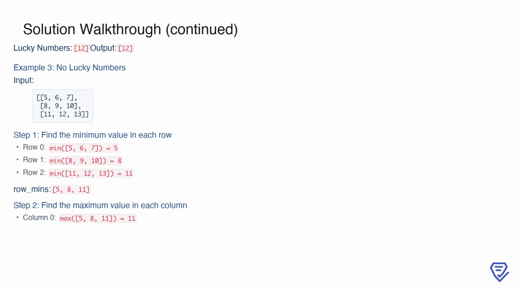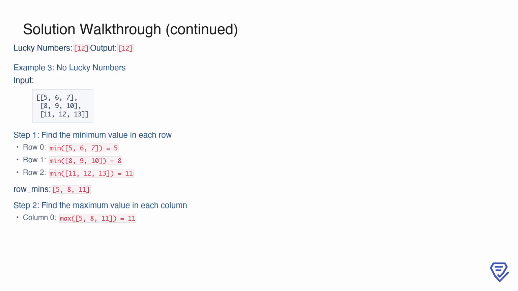Checking the cells, we start with cell 0, 0, where the value 1 matches the row minimum but not the column maximum, so it is not lucky. For cell 1, 1, the value 3 matches the row minimum but not the column maximum, so it is also not lucky. Finally, for cell 2, 3, the value 12 matches both the row minimum for row 2 and the column maximum for column 3. Therefore, 12 is a lucky number. The output for this example is 12.